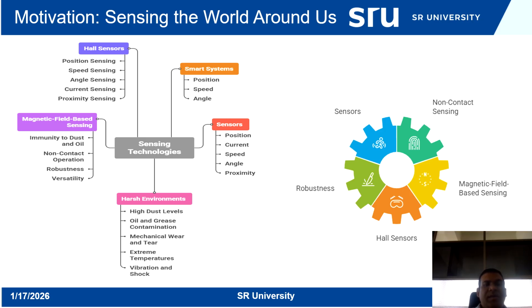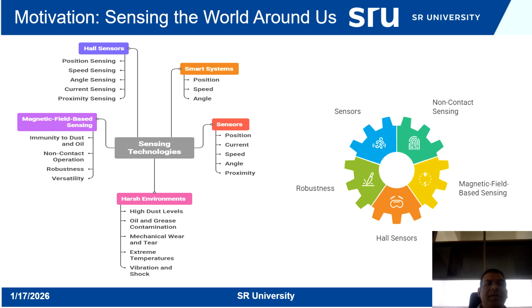Then robustness. Magnetic sensors can be designed to withstand harsh environmental conditions, including extreme temperature, high vibration, and shock. Then versatility. Magnetic field based sensing can be used to measure a wide range of parameters, including position, speed, angle, and current.